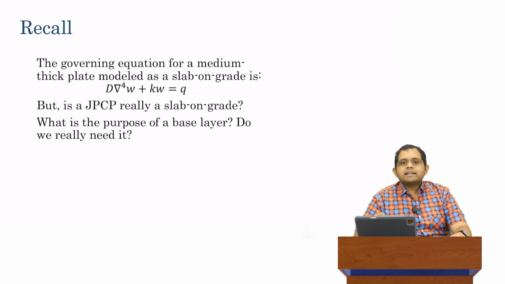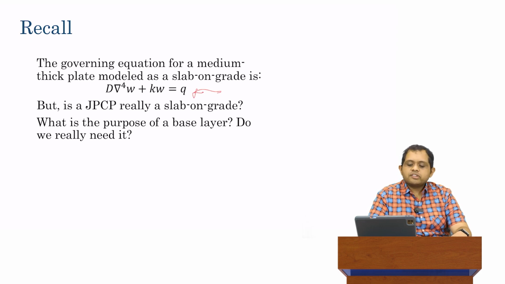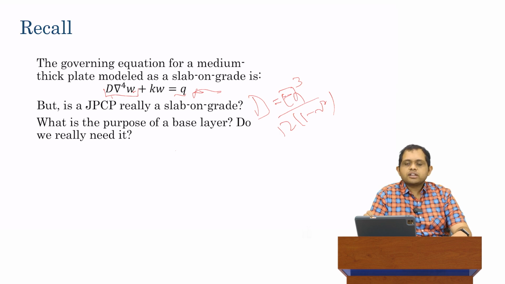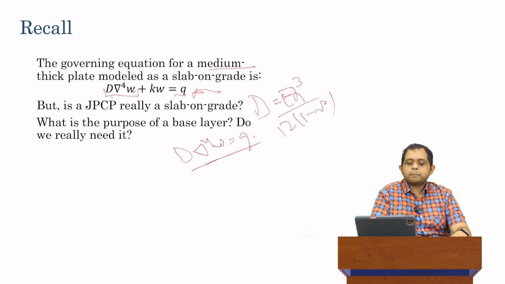So when we talk about multi-layered rigid pavements, what you may recall is in module 2, we studied the equation of a JPCP. In particular, the equation we studied was this one over here, where just this component, D del power 4 W is equal to Q, where D is what we call the plate stiffness. So this was E H cubed divided by 12 into 1 minus nu squared. E was the elastic modulus, H was the thickness of the slab, and nu was the Poisson ratio. That was D. So we had D del power 4 W is equal to Q. This was the Sophie-Germain equation. This was the equation of a medium thick plate.